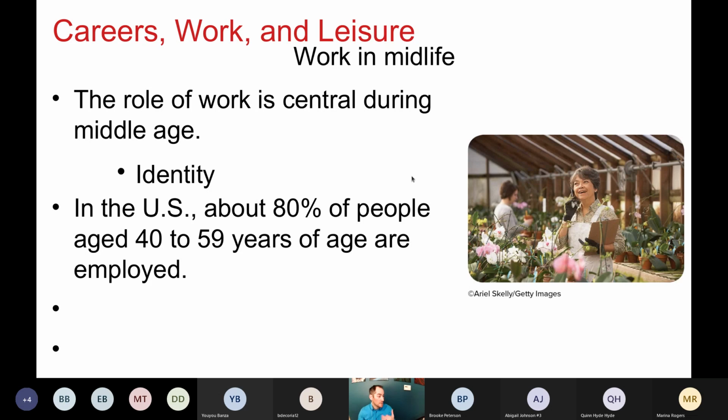So with this, in the US, about 80% of people age 40 to 59, so in that middle adulthood range, are employed.